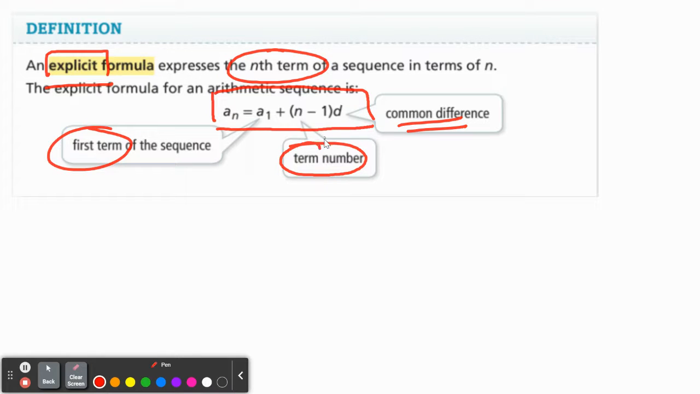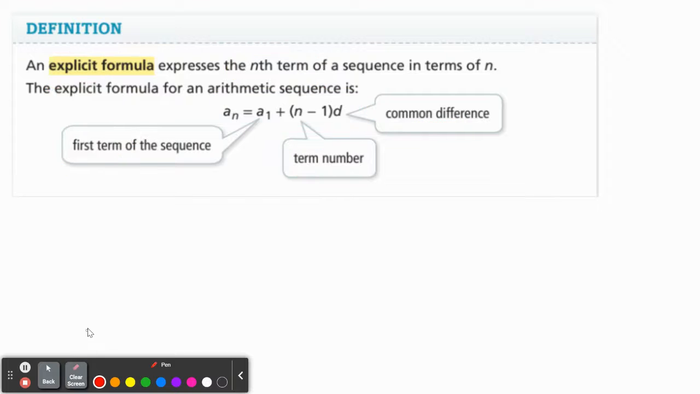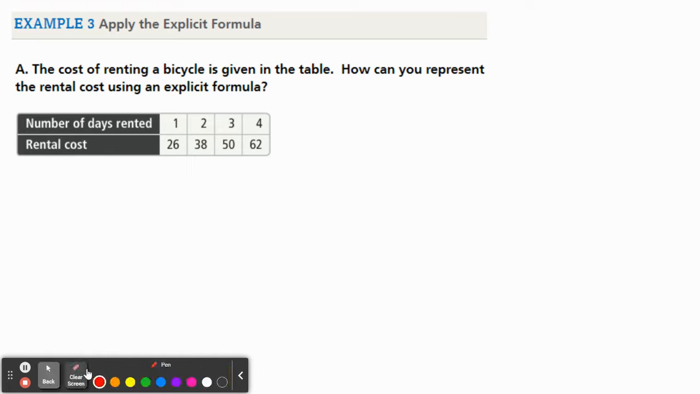All right. So we're going to use this formula, and then we're also going to talk about how we can just use, again, other linear equations to complete these problems. Again, because the chance of you remembering this exact formula for the OST or even our topic 3 test might be slim. Okay, so let's talk about a problem here. It says the cost of renting a bicycle is given in the table. How can you represent the rental cost using an explicit formula?